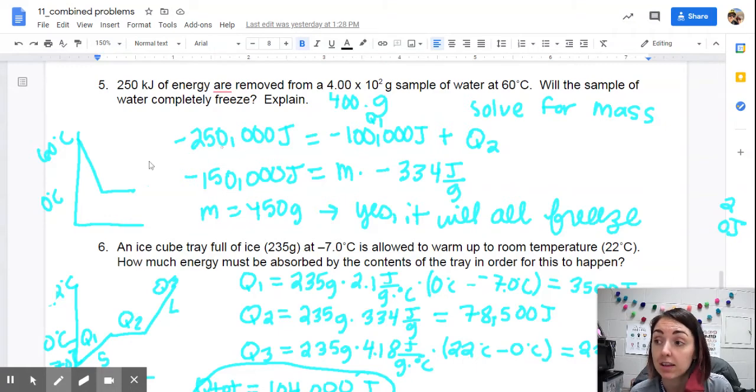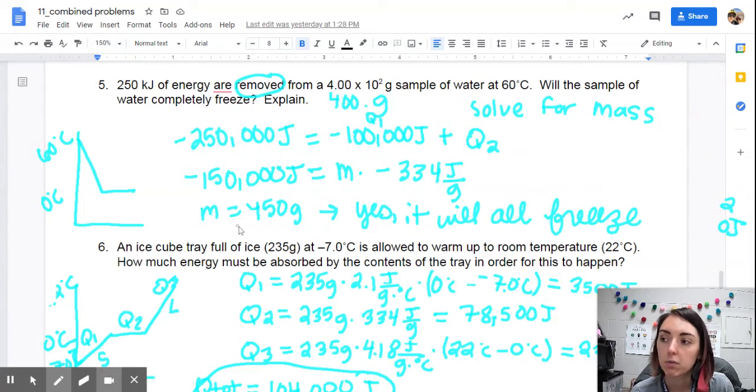You need to watch your negatives on this. Notice how my Q total, I made it into negative 250,000 joules because it said the energy was removed. So whenever energy is removed, we have to make that Q negative, and that makes a big difference here. So then when I add over the 100,000, that gives me negative 150,000 joules equals Q2. And I replaced Q2 in the equation with M times negative 334 joules for every gram. All I did was cinch up my algebra here, but if you look at my picture of my key, the work is fully expanded.